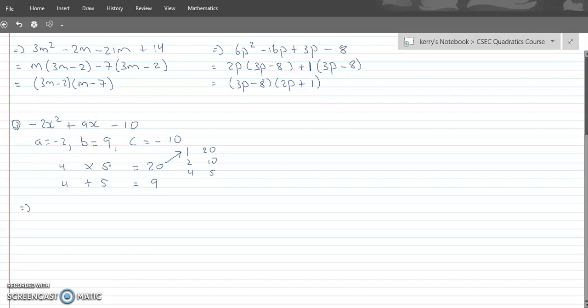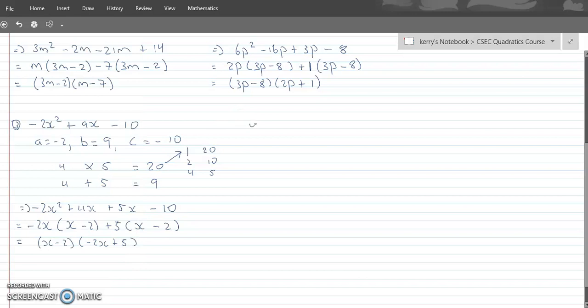Again, you break up your 9x into 4x and 5x. So minus 2x squared plus 4x plus 5x minus 10. Now you do your factorization by grouping, right? If we want to take out the negative 2x, negative 2x squared divided by negative 2x is positive x. 4x divided by negative 2x is minus 2. And for plus 5x minus 10, dividing by 5 gives x, and negative 10 divided by 5 is negative 2. Now you have the bracket x subtract 2 in both of these. You pull out the common term and you are left with x minus 2 times minus 2x plus 5.